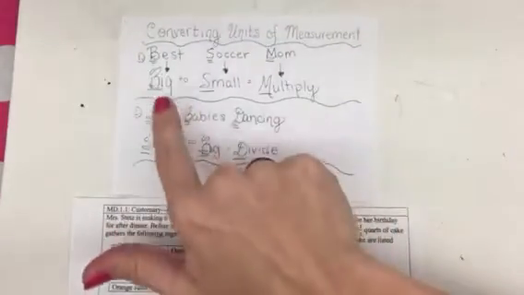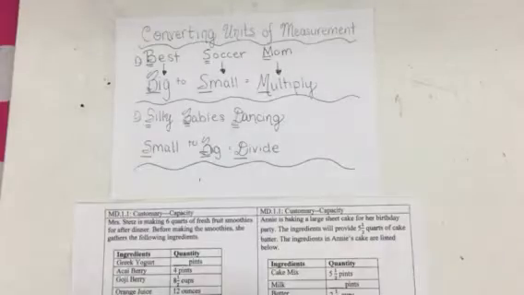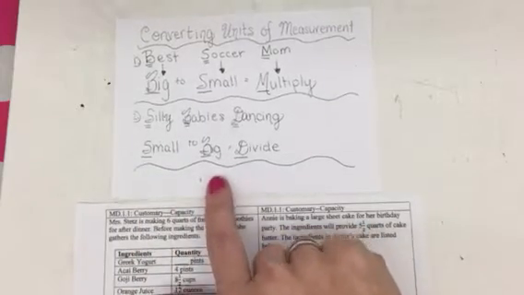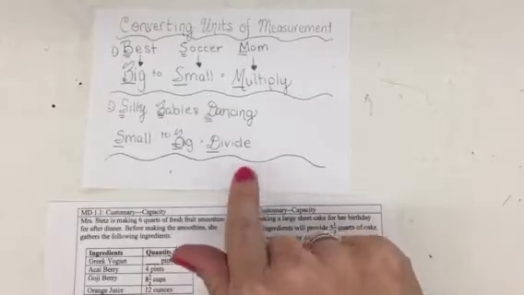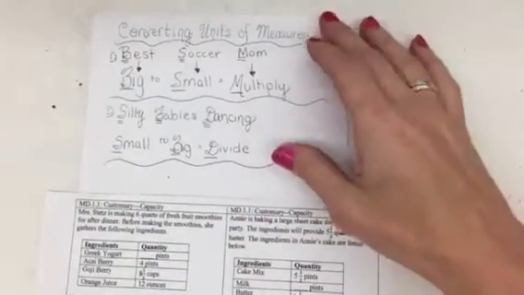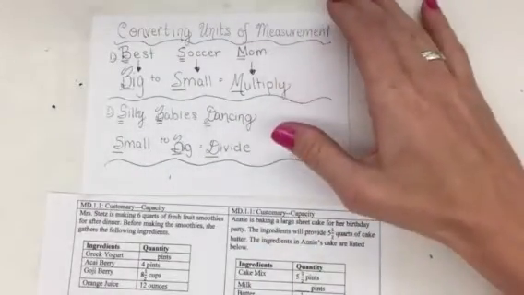I know that if I'm going from a bigger to a smaller, I'm going to multiply. So what we remember with that is best soccer mom. When I'm going from a smaller unit like your inches to a bigger unit like your miles, silly babies dancing, that is when I'm going to be dividing. So this is just a reference. Obviously you're not going to have it during an assessment, but getting it into your mind and getting familiar with it is going to make it more natural.